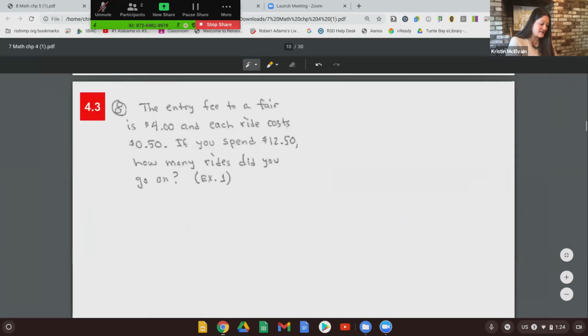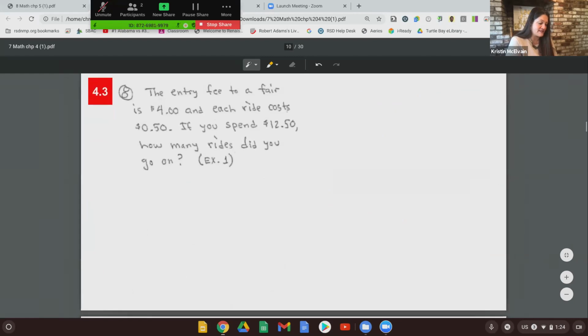Number 8, and this one, look, I did plan to give myself some room to work. Didn't work on the last one. That was fine. All right, so number 8 says, the entry fee to a fair is $4 and each ride costs 50 cents. If you spend $12.50, how many rides did you go on?